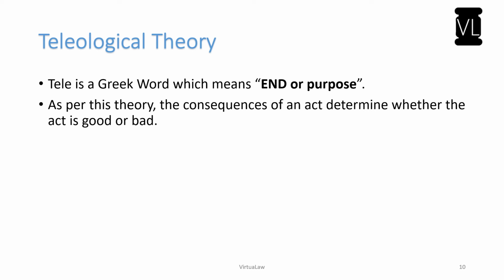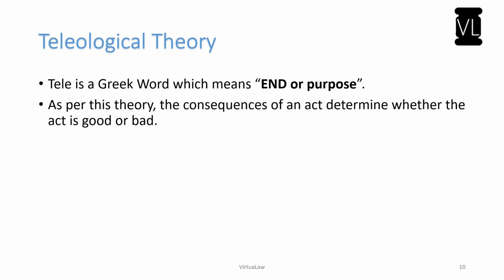So as per this particular theory, this is something which is totally against or totally opposite to that of the deontological theory. So as per this theory, the consequences actually determine whether the act is good or bad, is ethical or unethical. Right? Let us take the same example of Mr. A, who has taken a bribe to save the life of a small child.